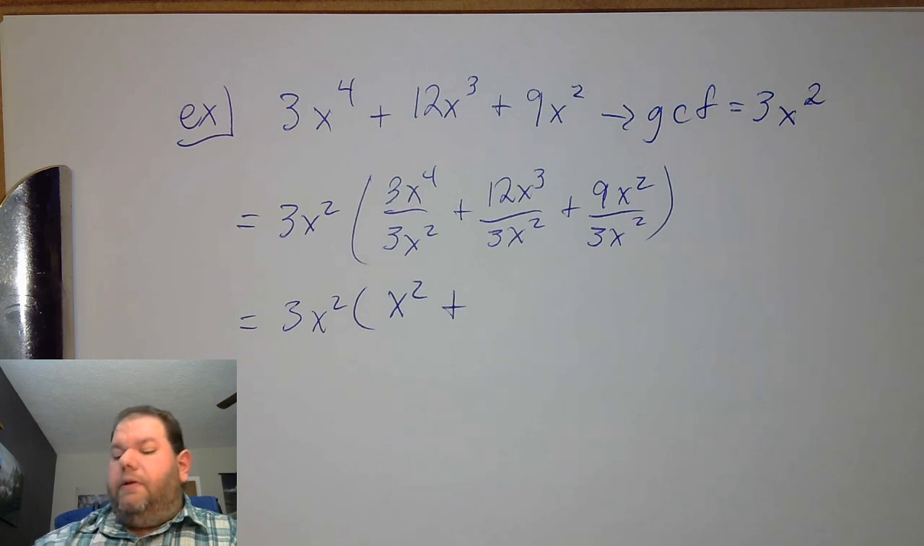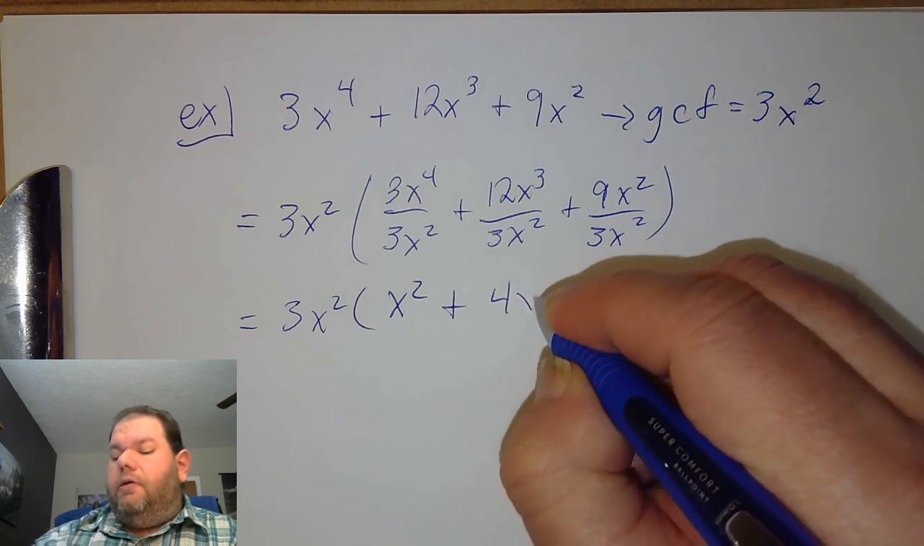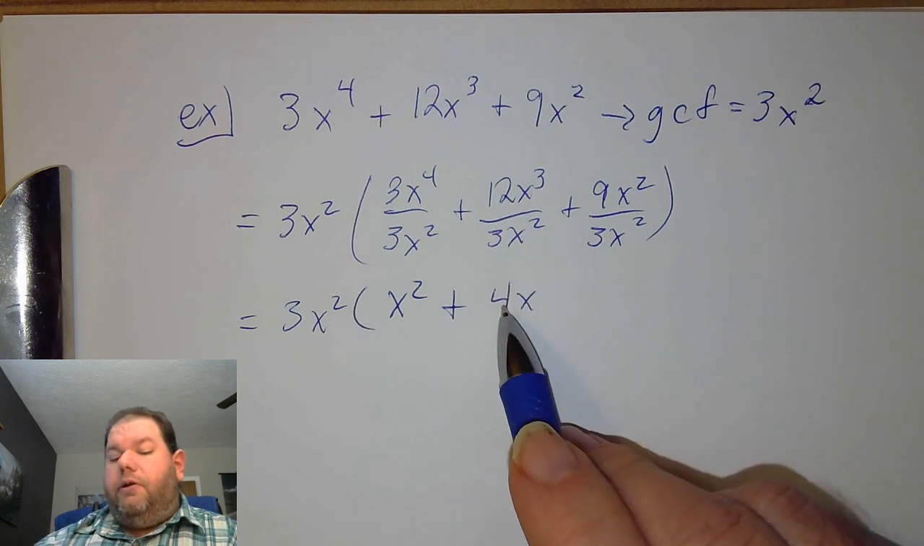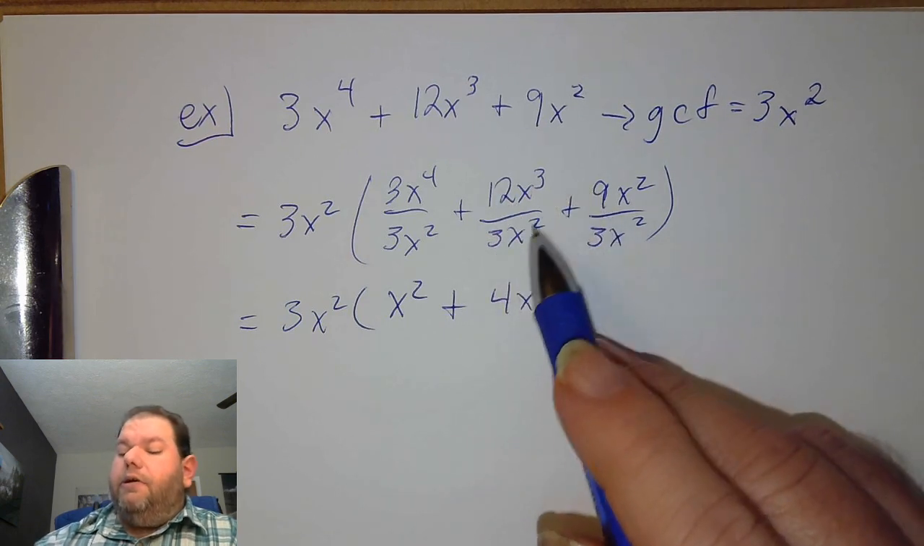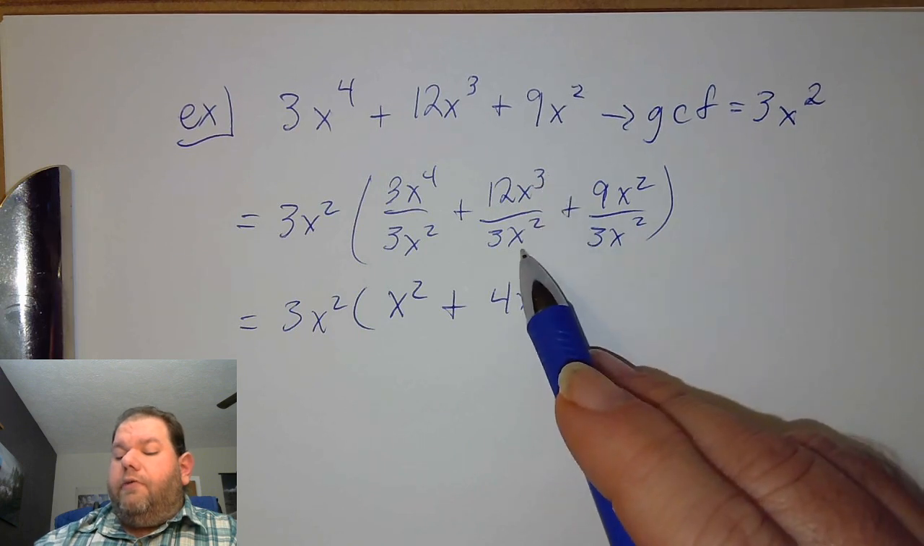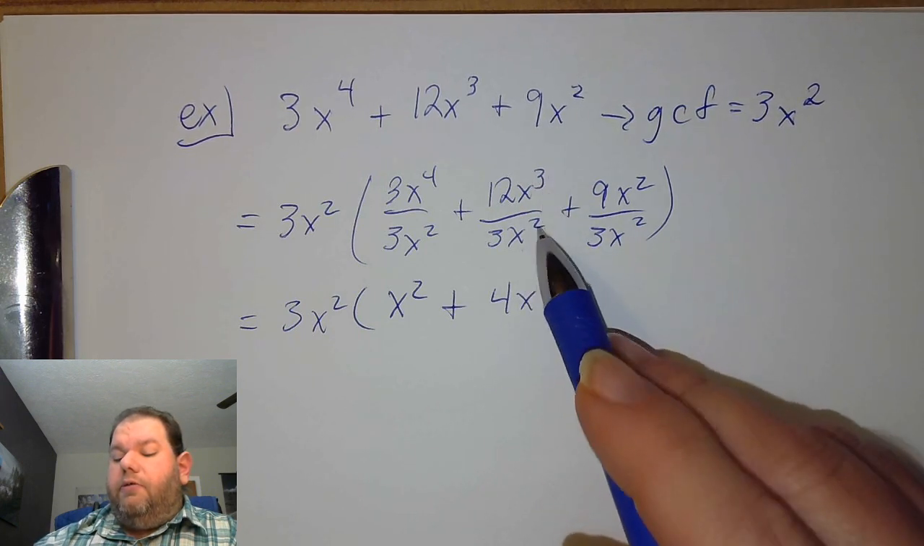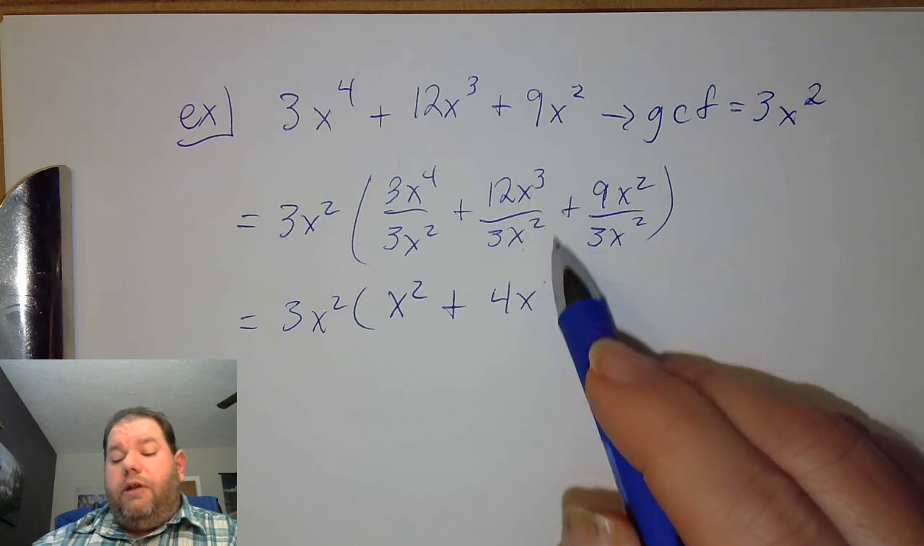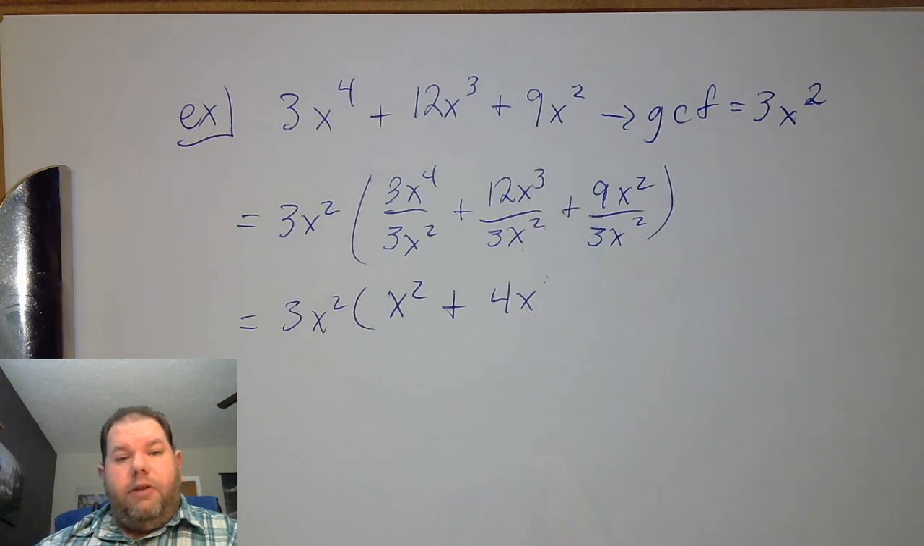For x, 12 divided by 3 gives us 4. We know that. And x to the third over x squared, we take 3 minus 2, which gives us x to the first, x to the 1. Again, we don't have to write the 1, we can just write it as a plain x, and that means the same thing as x to the first power.